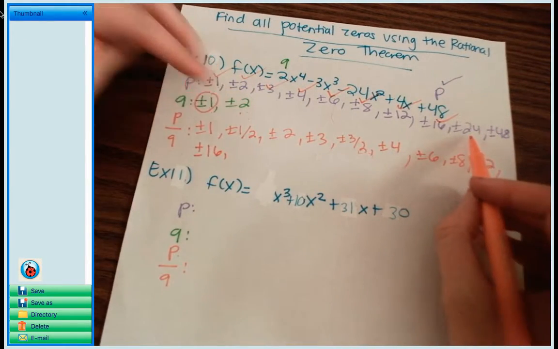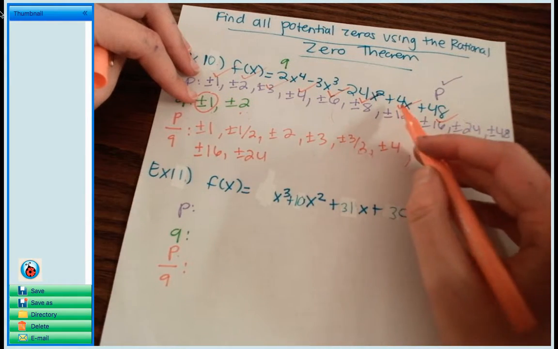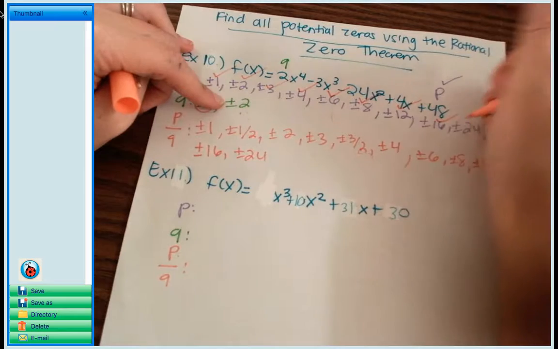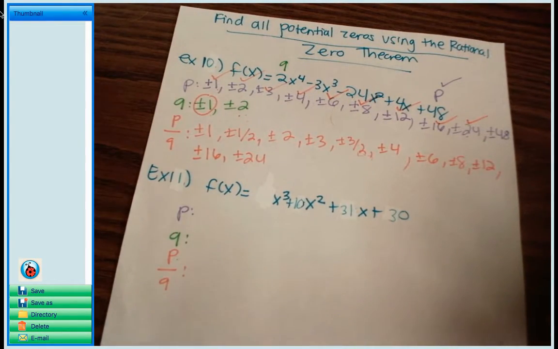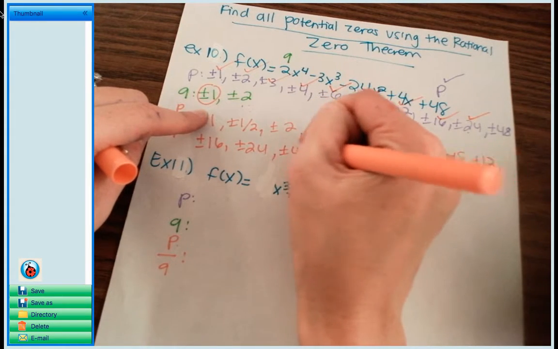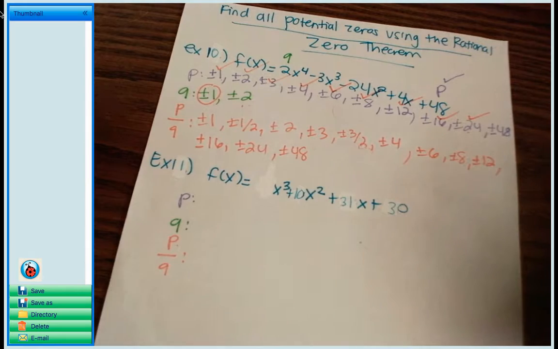Bam. 24 divided by 1 is 24. 24 divided by 2 is 12, but I already have it. So bam, donezo. And last one. 48 divided by 1 is 48. Holy hot dog, right? And 48 divided by 2 is 24, but I already have it, so I don't have to write it.